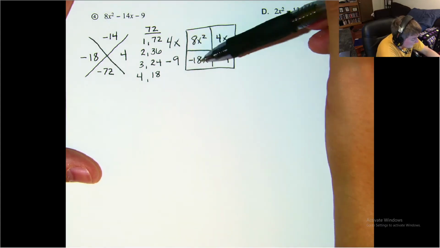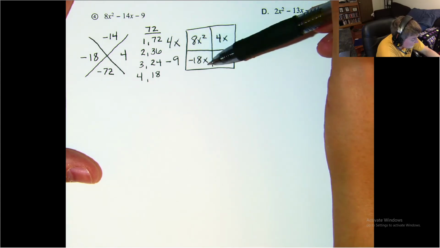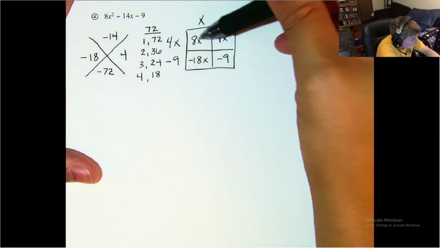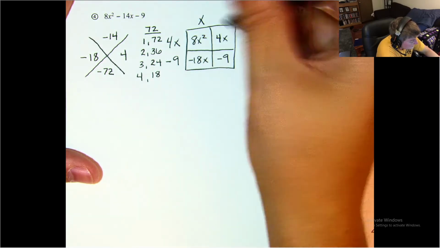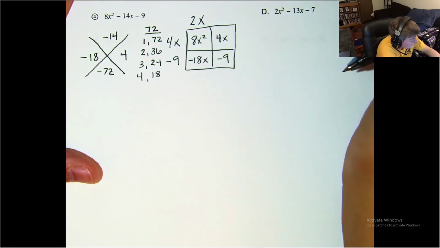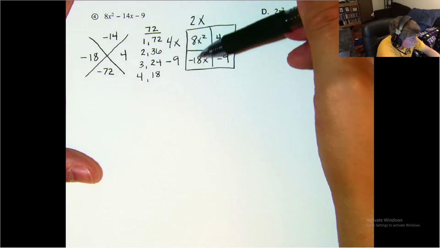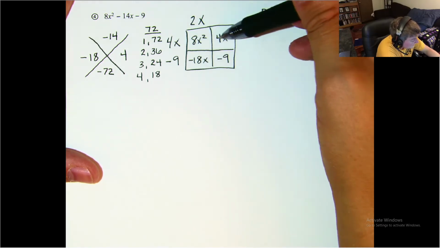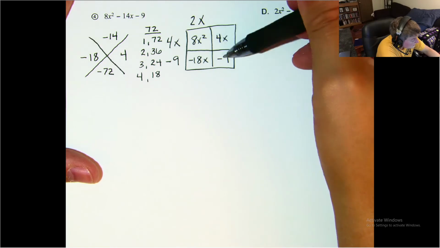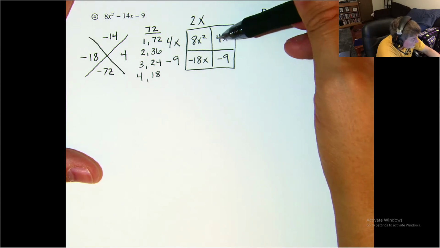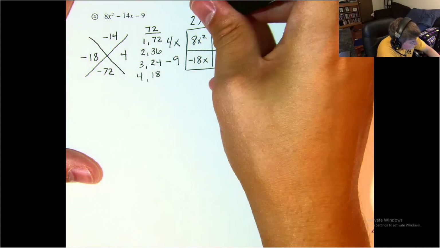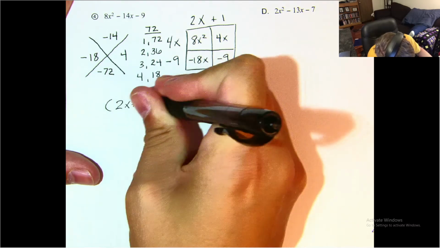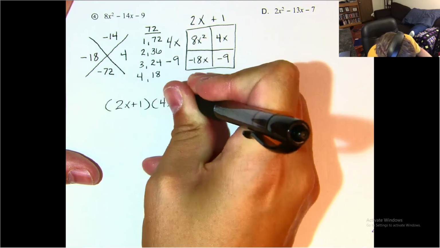Okay, 8x squared and 18x, they each have a common factor of x. And 8 and 18 have a common factor of 2. That's the largest number that divides evenly out of each of these, because 4 does not divide into 18, and 8 does not divide into 18 either. Okay, and then 4 and 9. So 4 doesn't divide into 9, 2 doesn't divide into 9, so it looks like it's just 1. Okay, so this factors into 2x plus 1 times 4x minus 9.